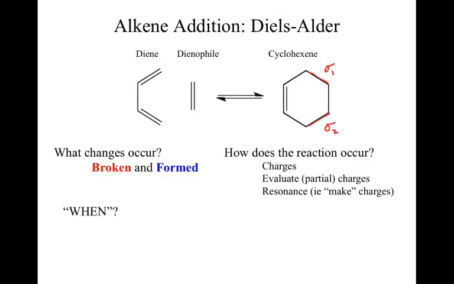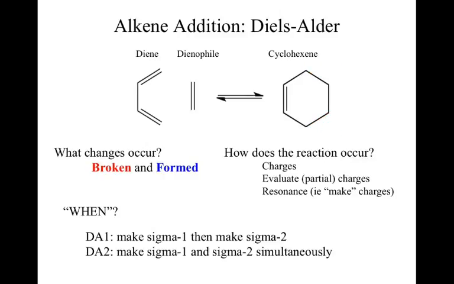So really we are only down to two options, which we'll call DA1 for Diels-Alder type 1 mechanism. We make the sigma 1, then the sigma 2. Or the DA2 type reaction, in which case we make sigma 1 and sigma 2 at the exact same instant. You'll notice that I am mimicking the numerical system that we established with our substitution reactions, our SN1 and our SN2.